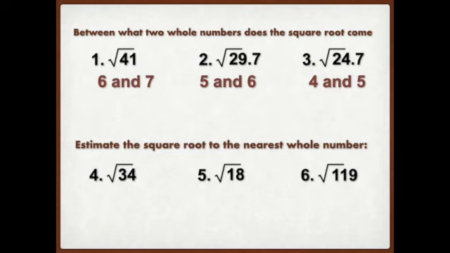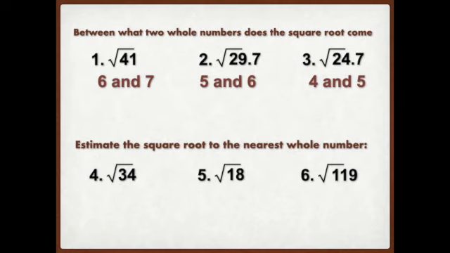In the same way, 5 times 5 is 25, and 6 times 6 is 36. So 5 and 6 are going to be on either side of the square root of 29.7. So the square root of 25 and the square root of 36 are on either side of 29.7. And then 4 times 4 is 16, 5 times 5 is 25. So those would be the two numbers around the square root of 24.7. I hope that makes a little more sense, and we can do some practice on Monday.